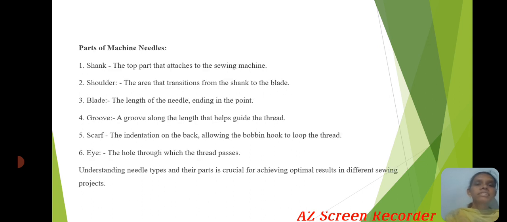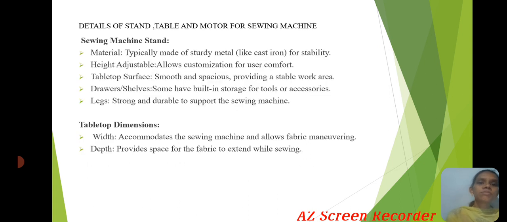Parts of a machine needle. Shank: the top part attaching to the sewing machine. Shoulder: the area that transitions from the shank to the blade. Blade: the length of the needle. Point: the ending point. Groove: a groove along the length to help guide the thread. Scarf: the indentation on the back that allows the bobbin hook to loop the thread. Eye: the hole through which the thread passes. Understanding needle types and parts is crucial for achieving optimal results in different sewing projects.